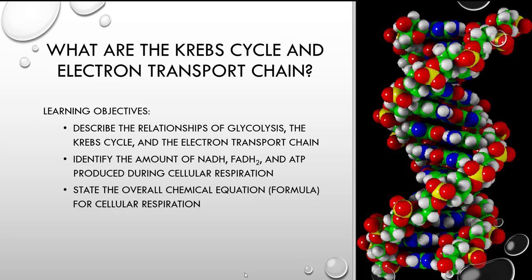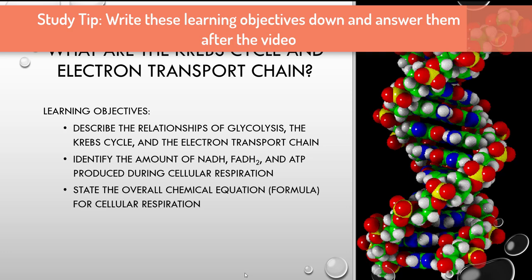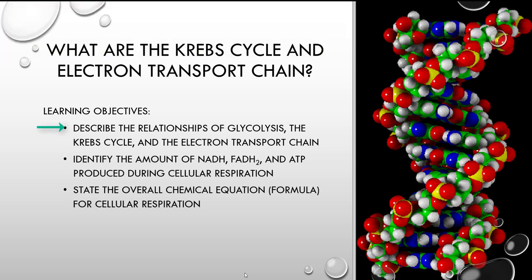So by the end of this video, you should be able to describe the relationships of glycolysis, the Krebs cycle, and the electron transport chain. You should also be able to identify the amount of NADH, FADH2, and ATP produced during cellular respiration. And then finally, you should be able to state the overall chemical equation or formula for cellular respiration.